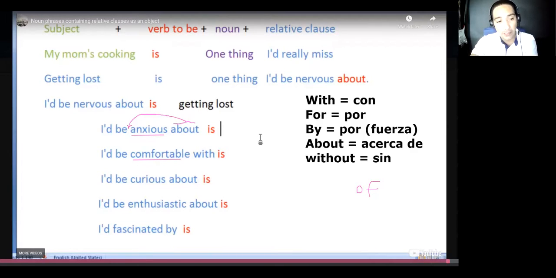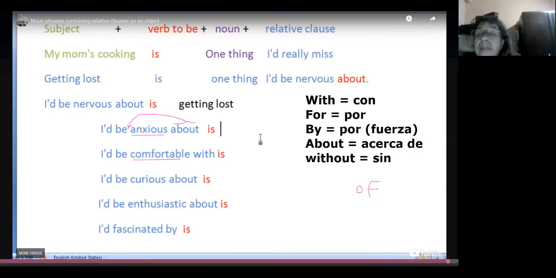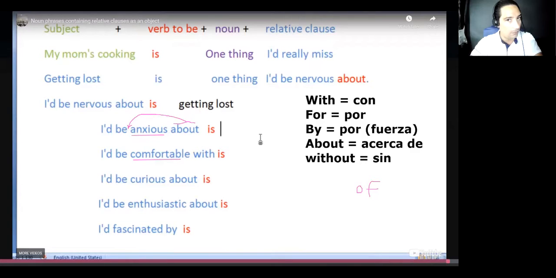Lo que pasa es que nos falta acá el sujeto. Okay, el noun phrase. Since? No. Desde. No. We couldn't do it. Okay. So, let's apply that example of, really quick. I'll be enthusiastic. Creo que aquí se aplica. I'll be fascinated of.